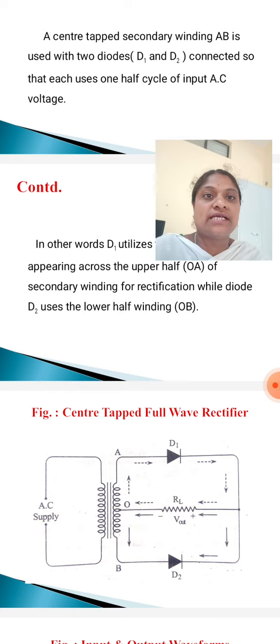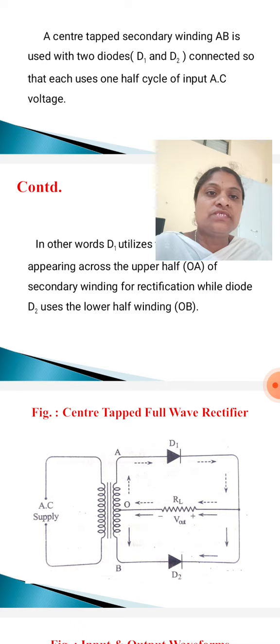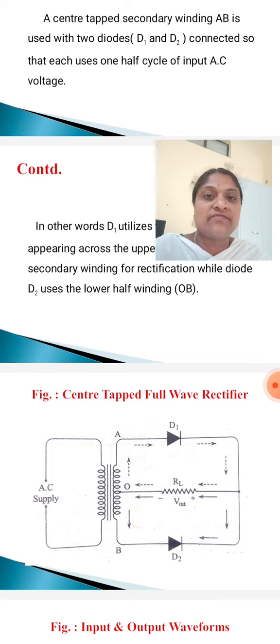These two diodes are connected so that each diode uses one half cycle of the input AC voltage. D1 uses the positive half cycle and D2 uses the negative half cycle, or D1 uses the negative half cycle and D2 uses the positive half cycle, depending on the polarities of the secondary winding AB terminals.